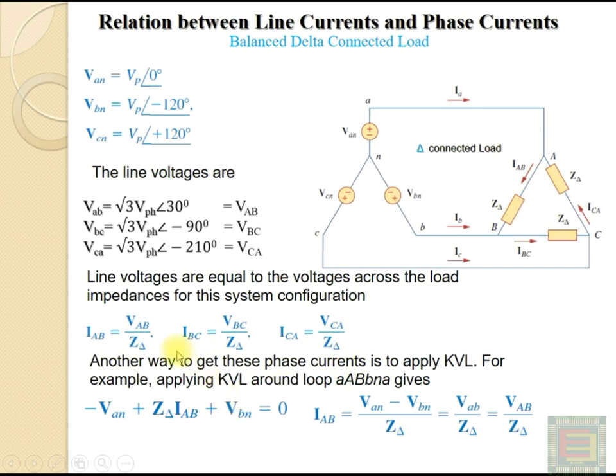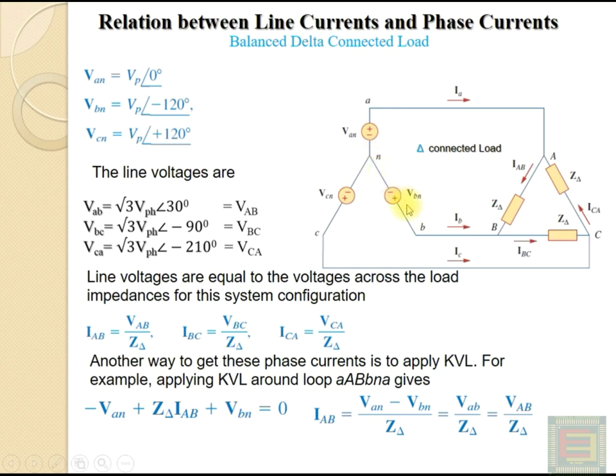Another method to calculate the phase current is to apply Kirchhoff's voltage law equation to different loops in the circuit. Here, if you consider a loop starting from this point, say n, B, capital A, then A, and completed at small n, that means if you apply Kirchhoff's voltage law equation to this loop.